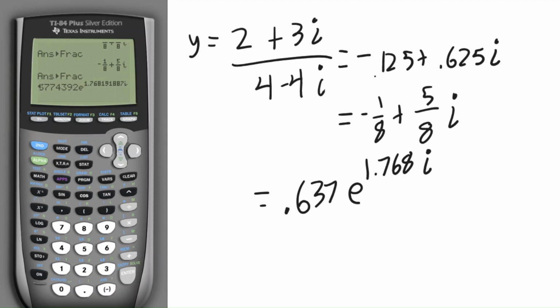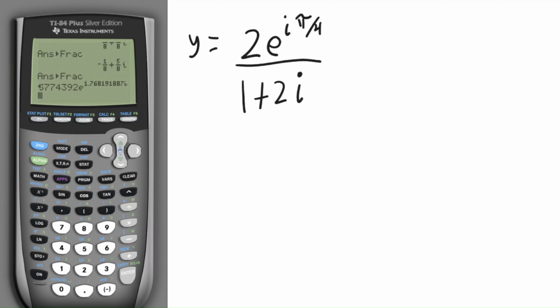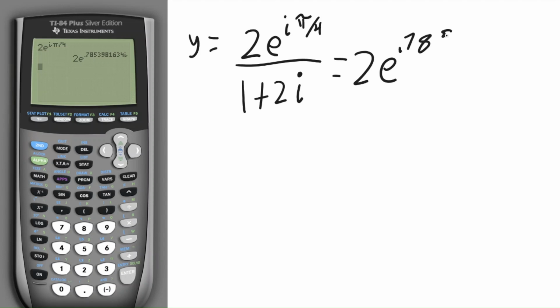Let's take a look at one more just to make sure we know what we're doing here. This one, where we have 2e to the i pi over 4 divided by 1 plus 2i. This mixes both polar and rectangular forms, but it doesn't matter. We can just type it into our calculator blindly. I'm just going to clear it out so I can see a little better. 2e to the i, remember that's on the dot key, and pi over 4. When I hit enter, it puts it directly into polar form. So that's 2e to the 0.785.